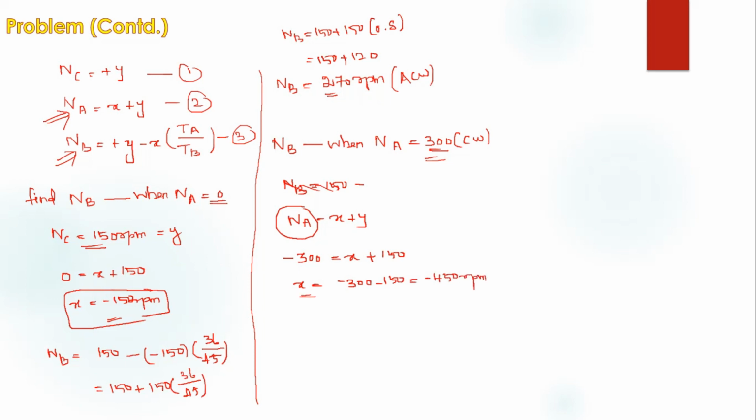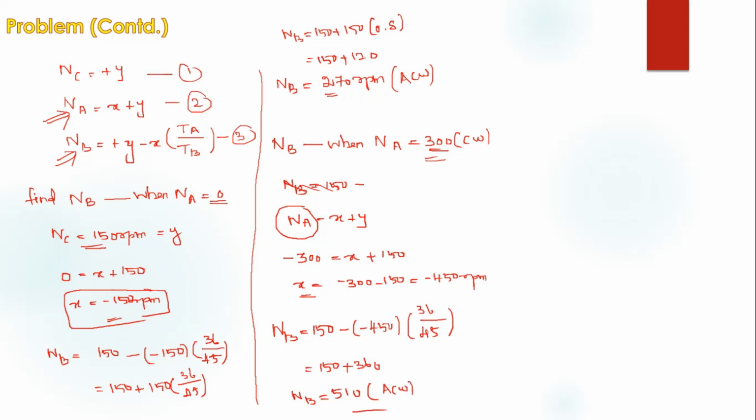Now substitute in this equation. So NB equals 150 minus minus 450 into 36 by 45. Here 36 divided by 45 is 0.8, into 450, which equals 360. So 150 plus 360. So NB equals plus 510, anti-clockwise direction.